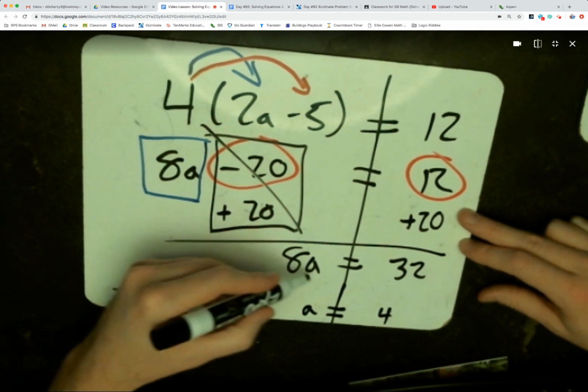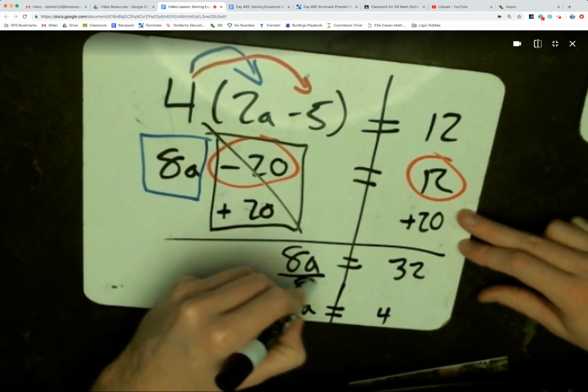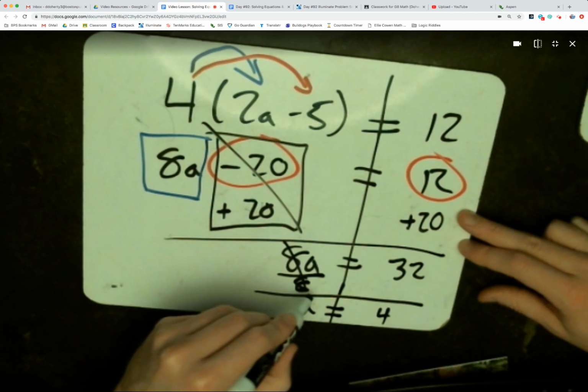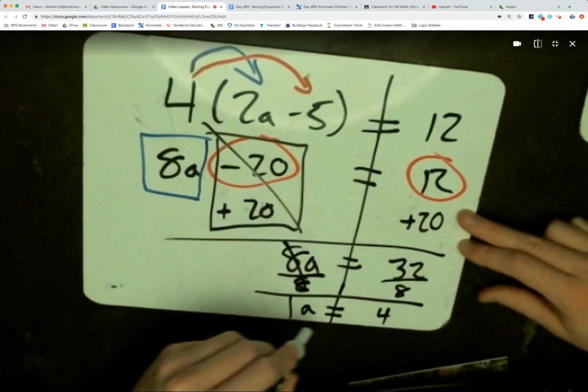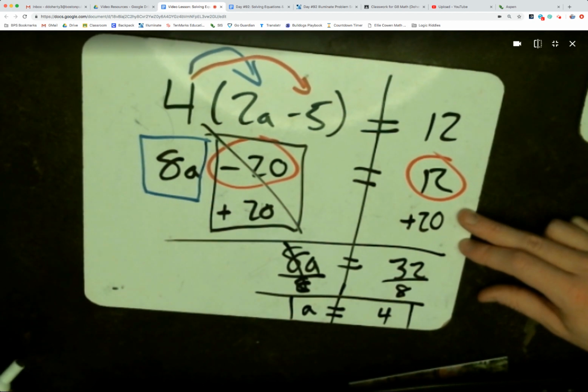But if we're not sure, the opposite of multiplying by 8 is to divide by 8. That would cancel out. Both sides get divided by 8. 32 divided by 8 is another way to realize a is equal to 4.